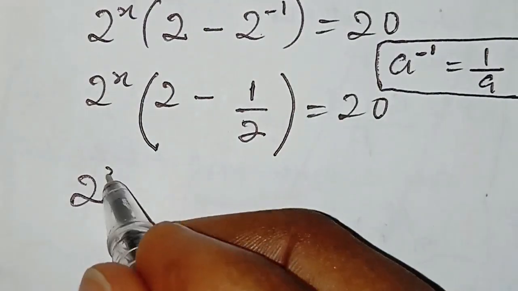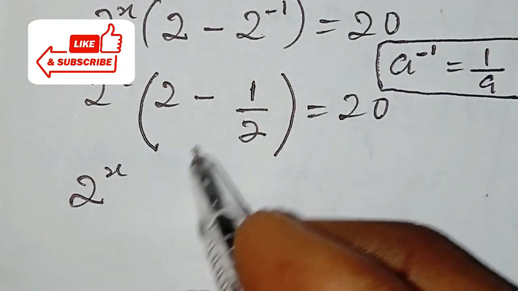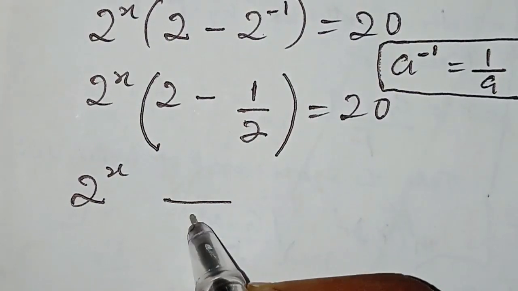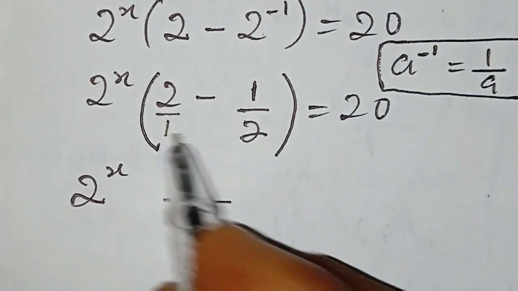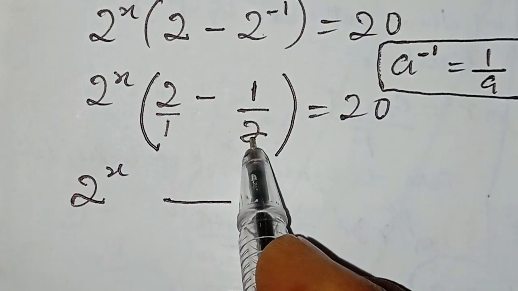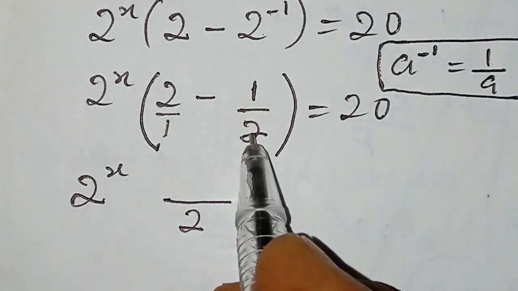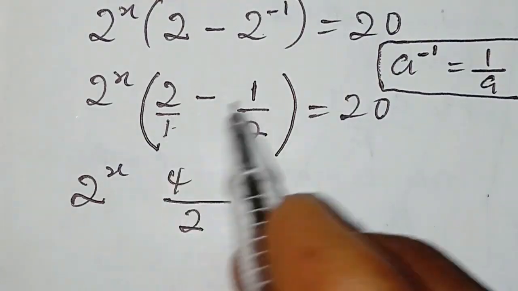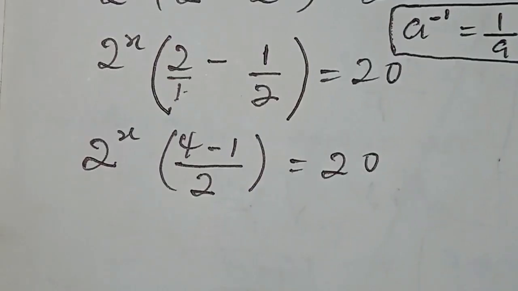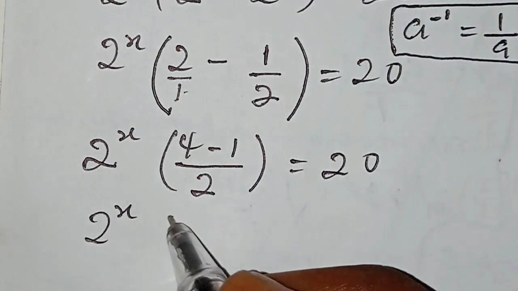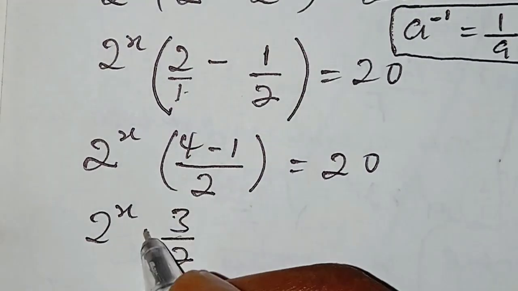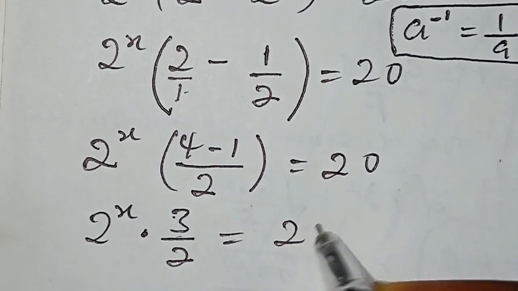So we have 2 raised to power x. If we simplify this, we result to what? Let's say over 2. This will be what? 1. 2 divided by 1 equals to 2. So we have this 2 multiplied by 1. We have 2 here. 2 multiplied by 2, we have 4. 1 multiplied by 1, we have minus 1 in the bracket equals to 20. So if we subtract this, we have 2 raised to power x, then we have this to be 4 minus 1, will give us 3, then over 2. So we multiply, which is equal to 20.